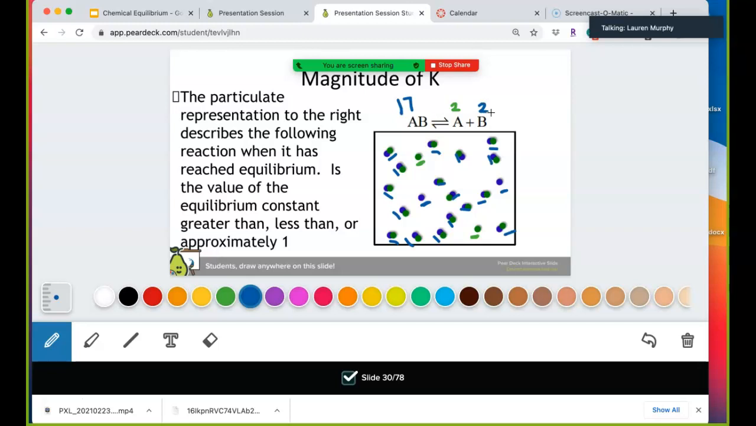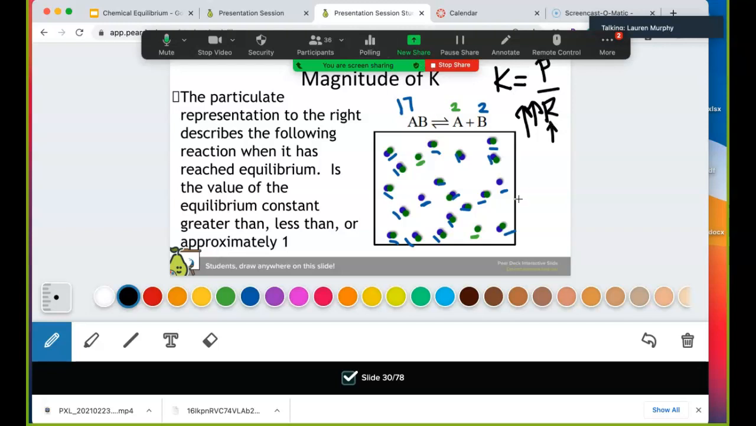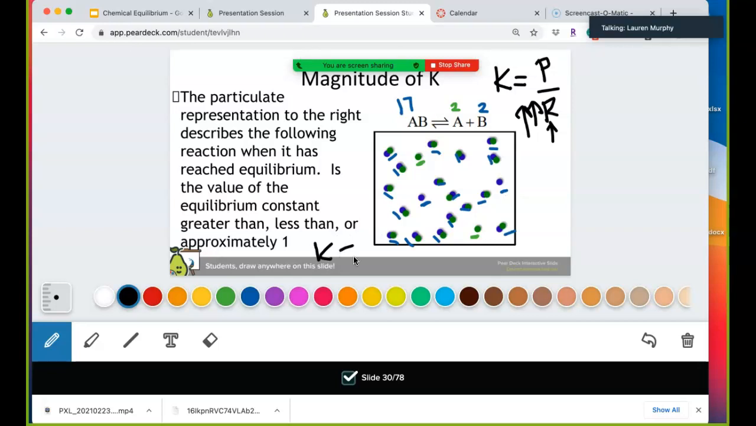So which side is favored at equilibrium? Who do I have more of? The reactants. What does that mean? Well, let's go back to our generic equation of K. K equals products divided by reactants. If I have high concentration of reactants, it means I have a large number in my denominator. What does that do to K? If you have a large number in the denominator, K is going to be small. So they will say K less than 1.